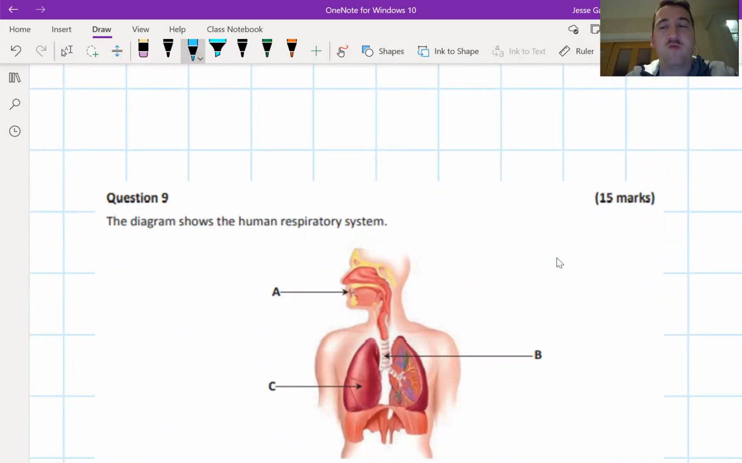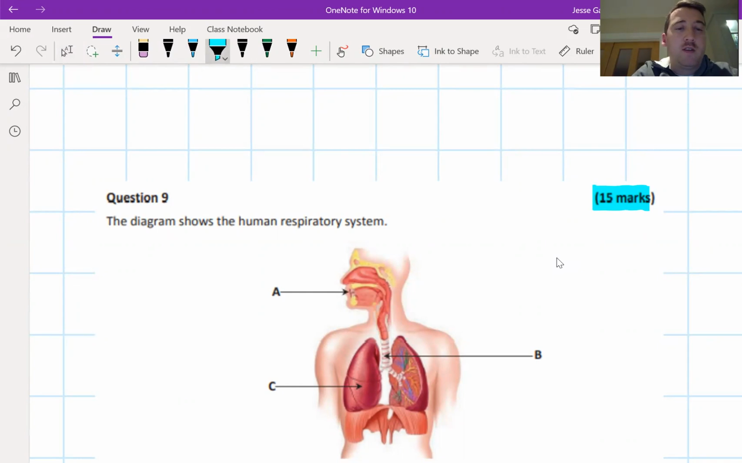The first bit is pretty straightforward. The second bit, I'm hoping most of you will be able to do it, but I'm going to give you a bit of support to help you along the way. Let's get cracking. Set your timer for 5 minutes, and we'll get started. As you see, 15 marks means 5 minutes, so set your timer.